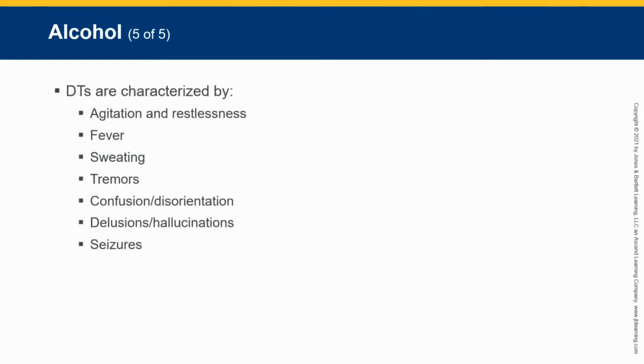Withdrawal symptoms, or the DTs, are signs and symptoms where they can be agitated, with fever, sweating, combative. They may have shakes or tremors. They may have episodes or long-term periods of confusion or disorientation, might even hallucinate, and all the way to seizures. And that's going to be based on what their typical blood alcohol level is and what it comes down to.